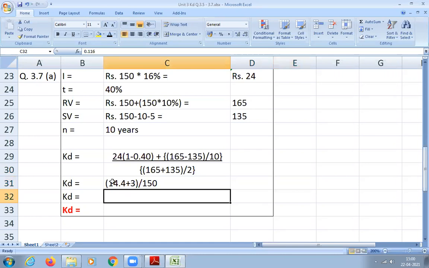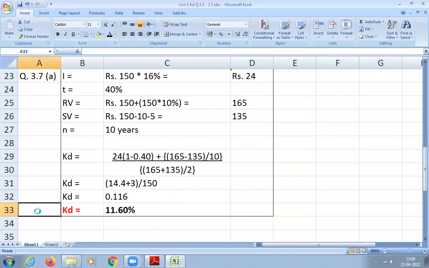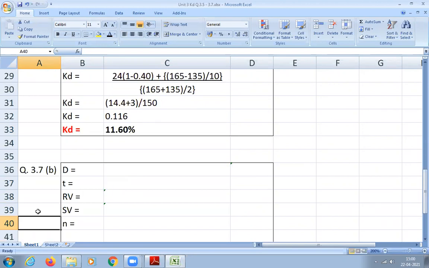So simplify further, how much you'll get? 0.116. So the percentage is 11.6%. Did you understand, students? How to calculate? Yes, sir, got it. Yeah. Next, we'll do the second part.